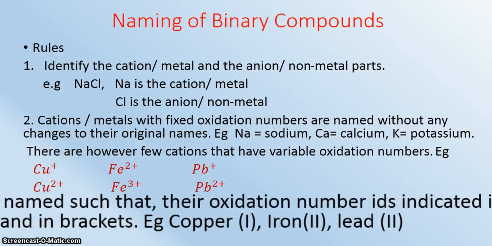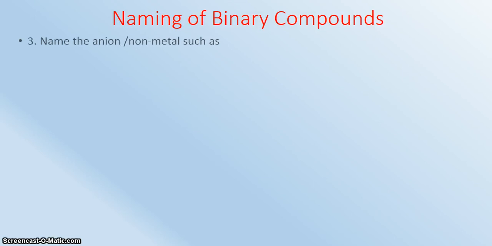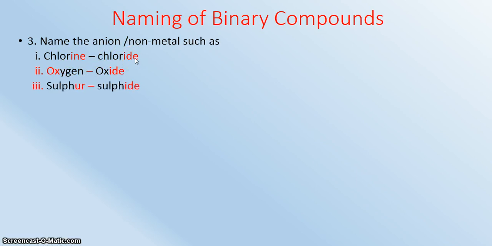All right, so let me quickly give you rule number 3. Now for the anion, something different is done to their name. It's such that if I'm talking about chlorine, the last letters are replaced with the word IDE. IDE. Let's look at the others. If it is oxygen, the last letters will go and then IDE will replace them. So oxygen will become oxide. Chlorine then becomes chloride. Then sulfur becomes sulfide. We have fluorine becoming fluoride.